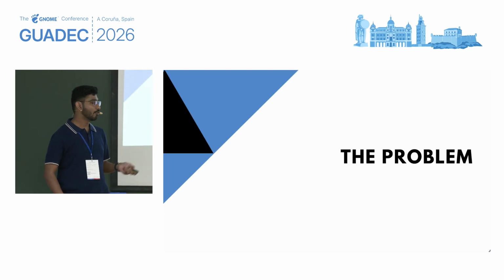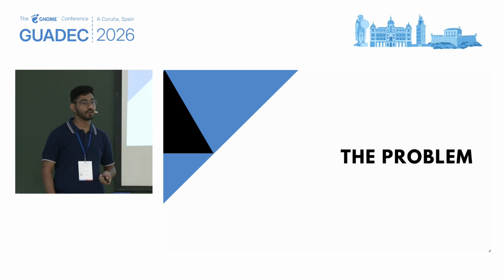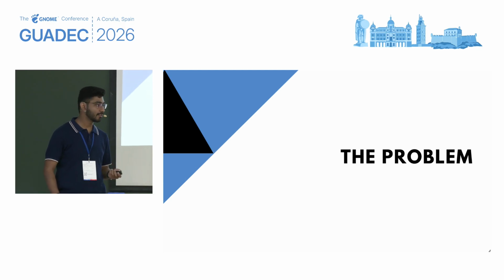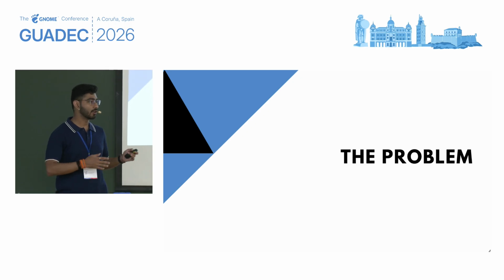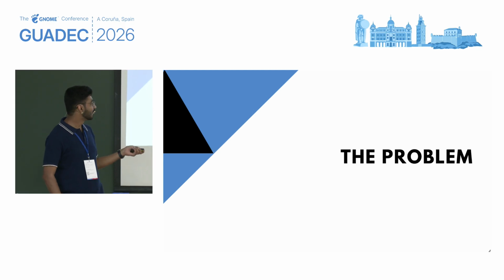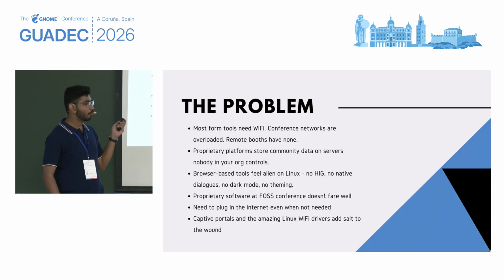So before we start, we first need to understand what the problem is. Why does this app exist? Why did we create it? And what's the whole backstory behind it? Because if you create a solution without a problem, then it's a solution without a problem. So the problem was most form tools require Wi-Fi connection.